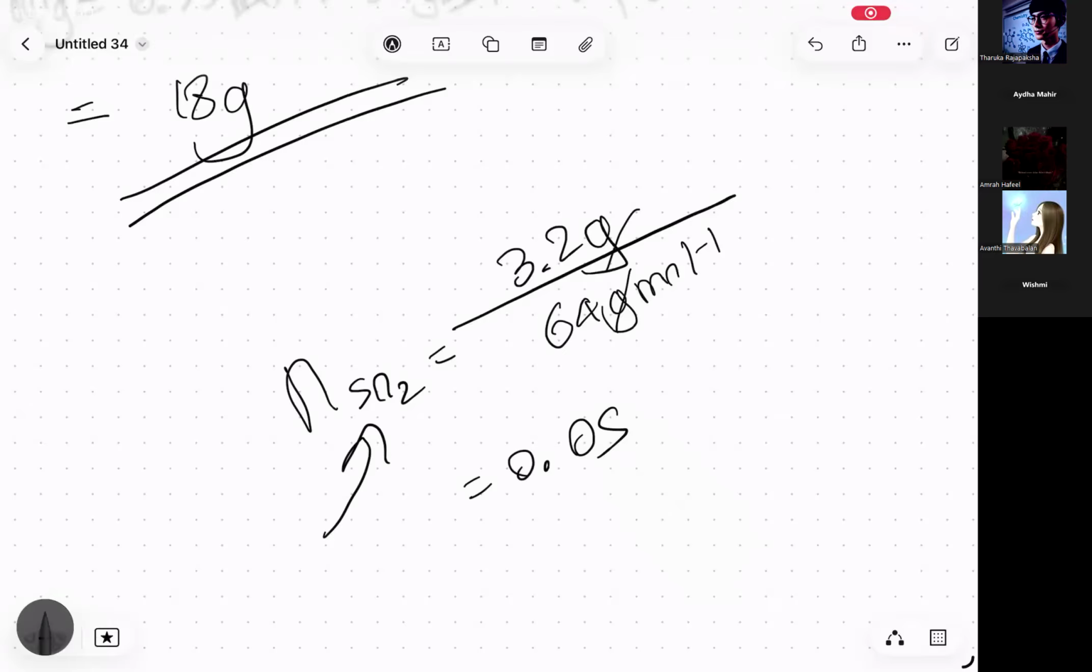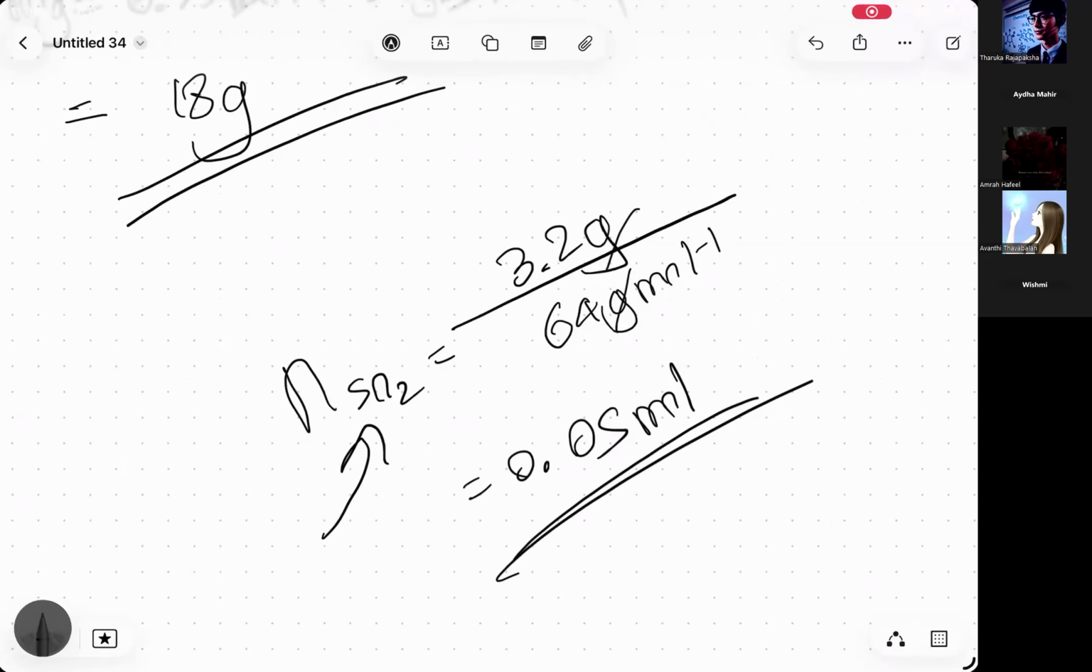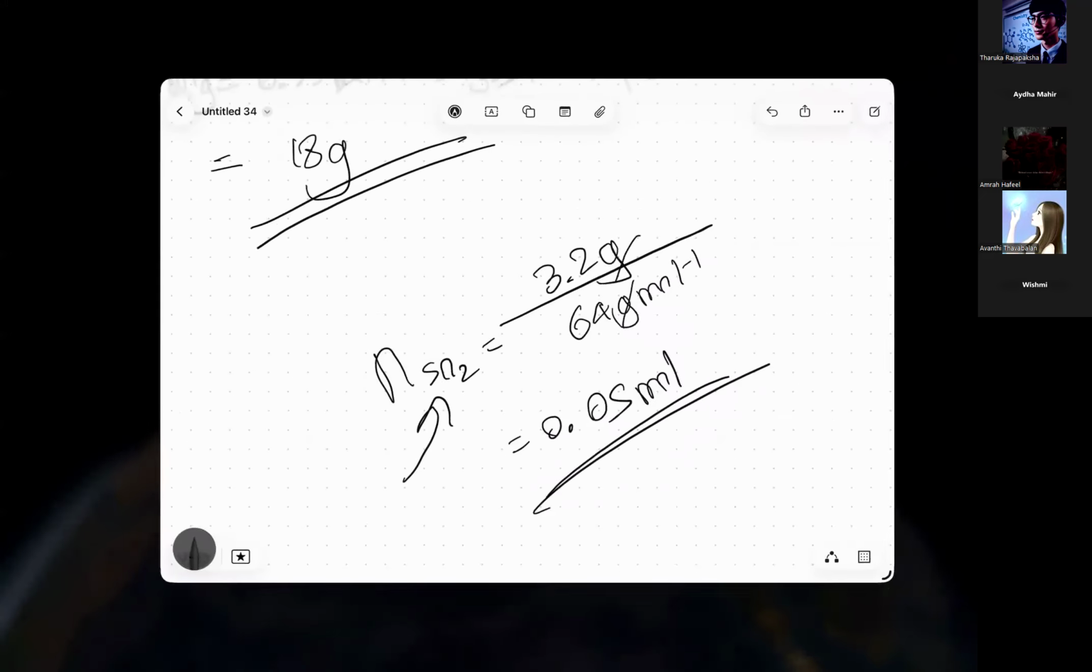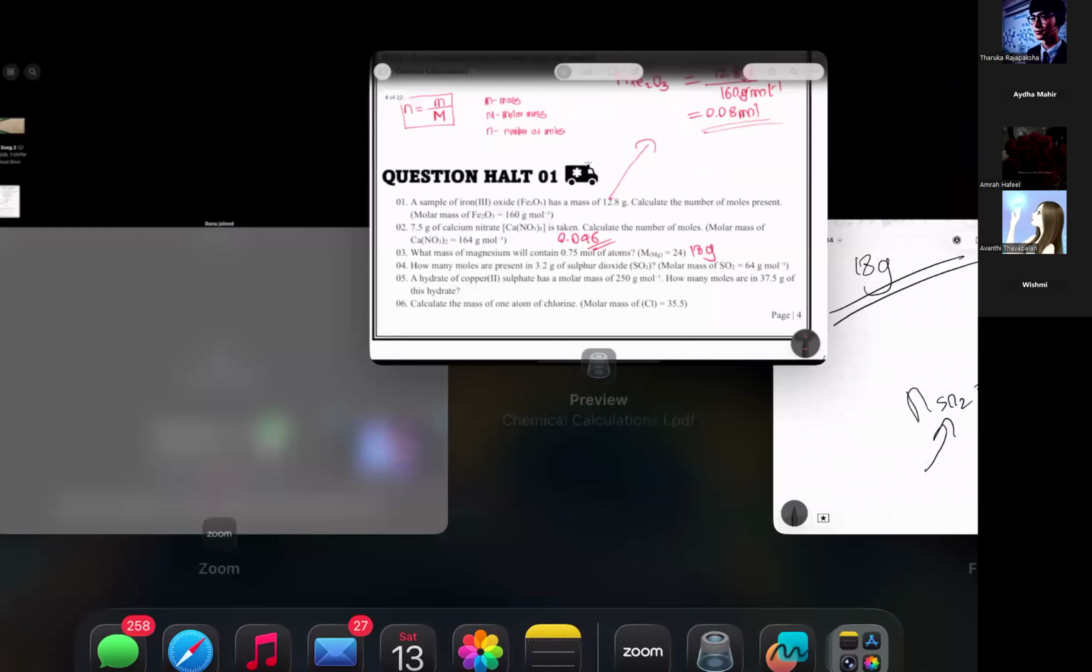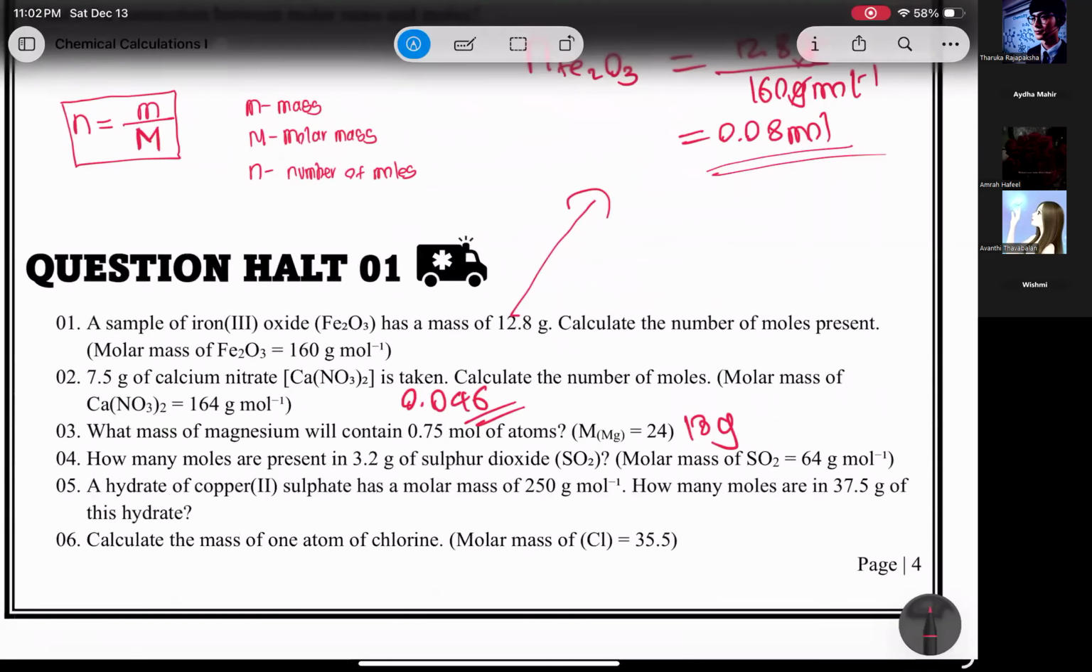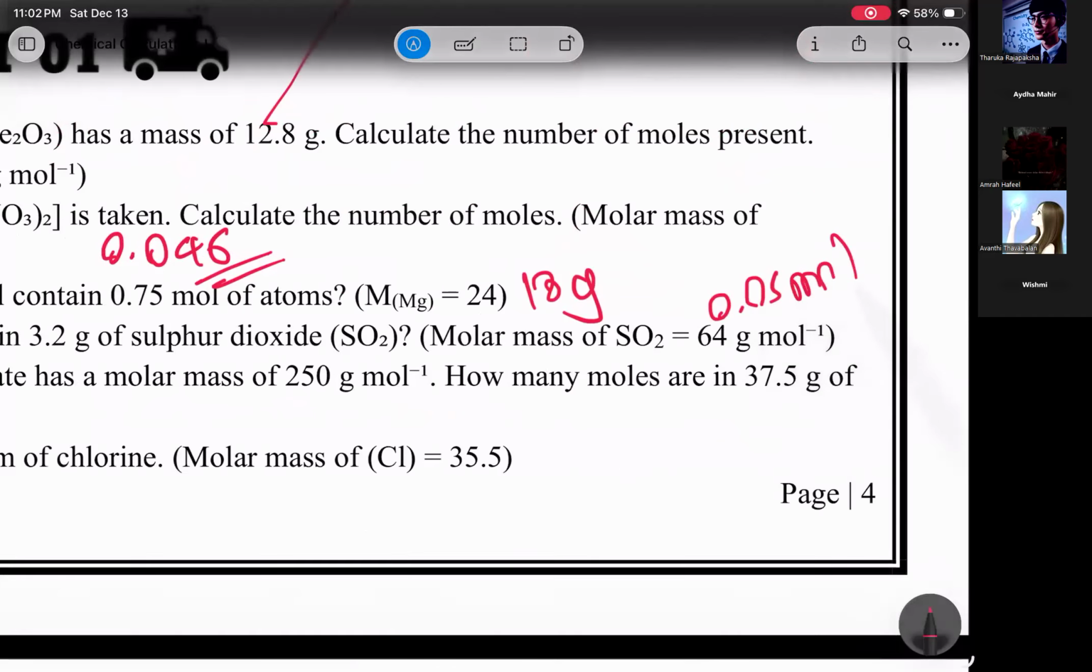Like have the practice. 0.05. Even I make mistakes. Everyone will make mistakes. It's fine. Simplification errors and all. 0.05 moles.